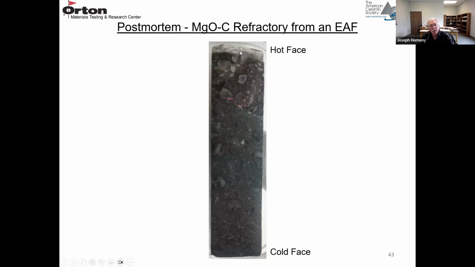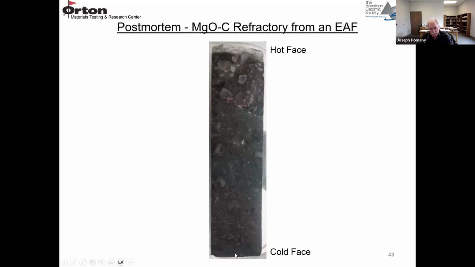You can see there's some whiter area here. That's what's known as the decarburized zone. The carbon is gone there. And there's a slag layer also on top of this hot face.